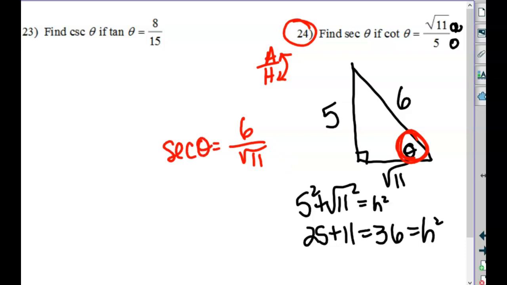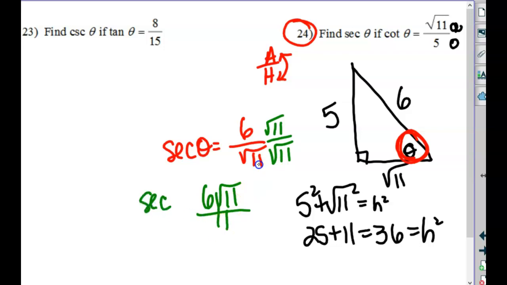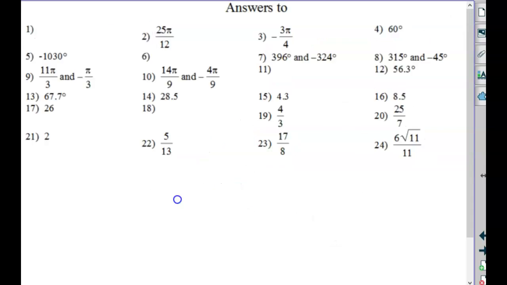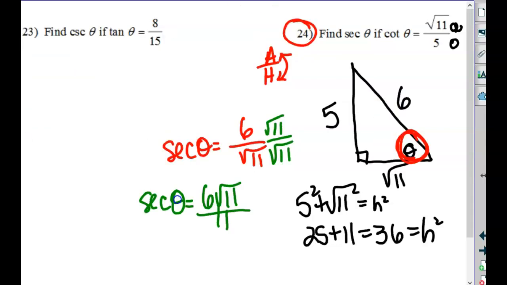The evil mathematician says we cannot have a square root on the bottom. We have to multiply by square root of 11 over square root of 11, which makes this 6 square roots of 11 over plain old 11. Everybody good? Because square root of 11 times square root of 11 is 11. We good? Okay.